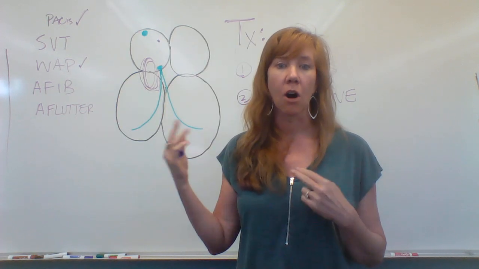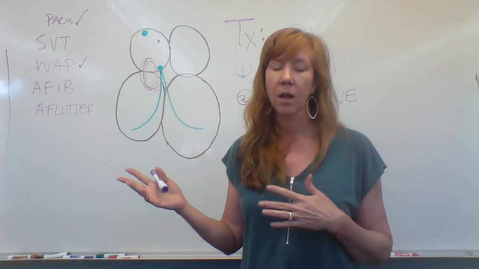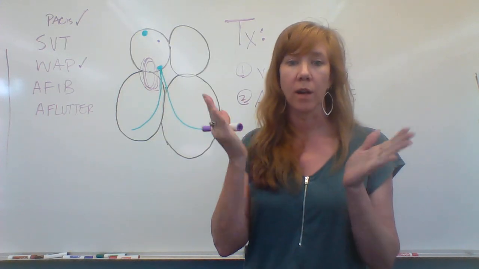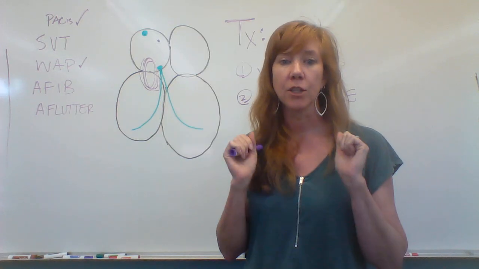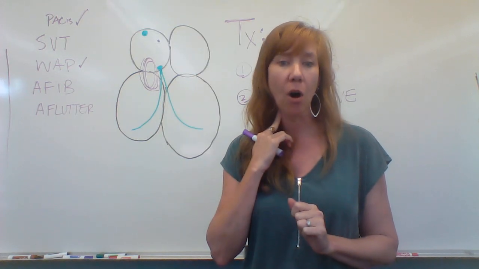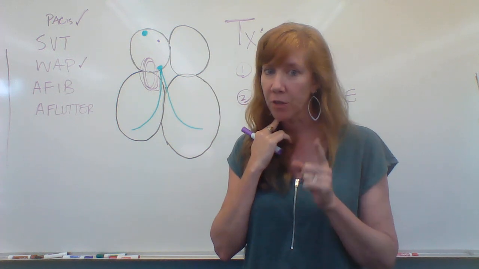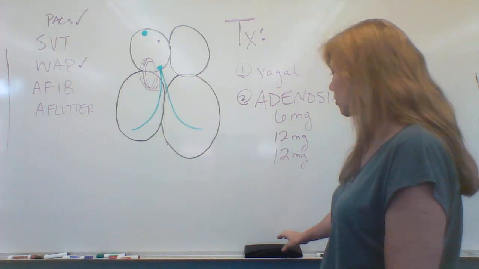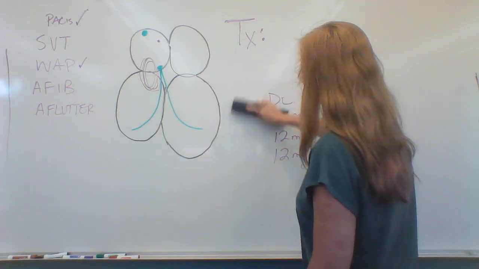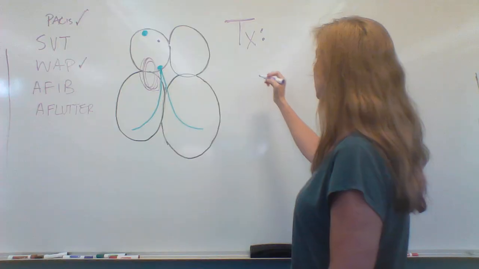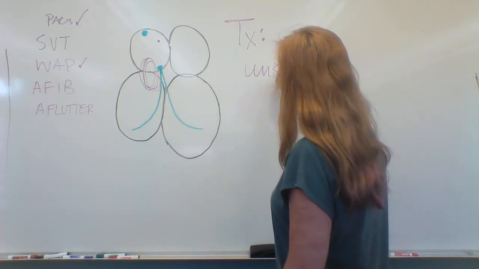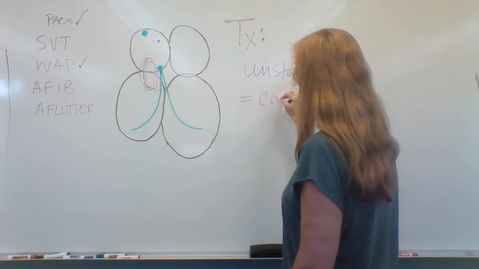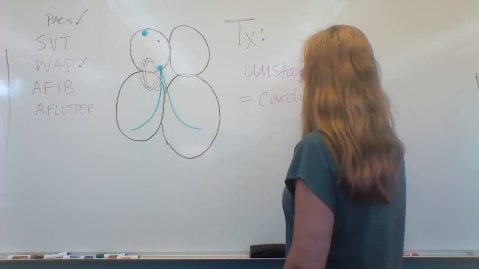So then we're going to need to call a code. We're going to call for help. So when people are unstable because of a heart rhythm, we go for electricity. We're going to need to shock this person, but they have a pulse, so we don't want to shock them on their T wave. So we synchronize and shock, and that is called cardioversion. So treatment, if the patient is unstable, equals cardioversion.